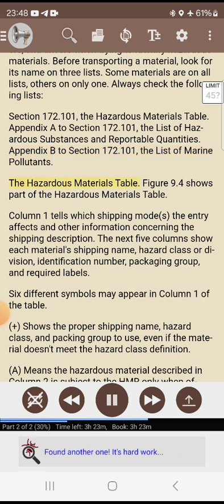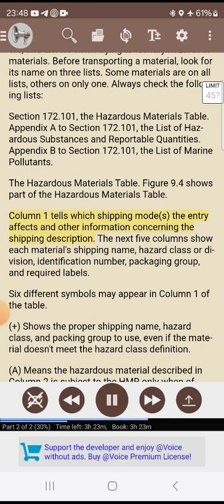The Hazardous Materials Table. Figure 9.4 shows part of the Hazardous Materials Table. Column 1 tells which shipping modes the entry affects and other information concerning the shipping description. The next 5 columns show each material's shipping name, hazard class or division, identification number, packaging group, and required labels. 6 different symbols may appear in column 1 of the table.